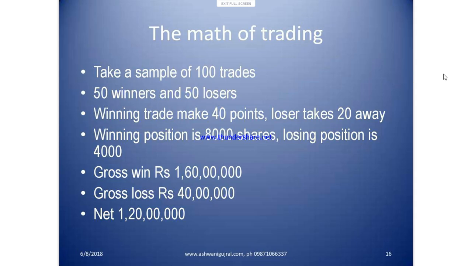Now the math of trading. Take a sample of 100 trades, 50 winners, 50 losers. A winning trade makes 40 points, a loser takes away 20. Again, this ratio can be much better. The winning position is 8,000 after adding on price. So take an initial position of 4,000, then add 2,000, add 2,000.